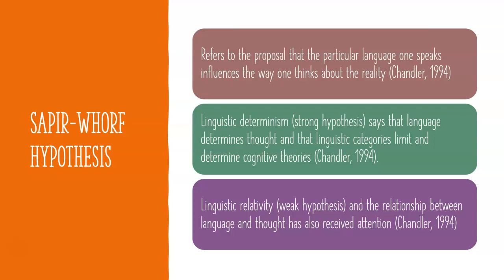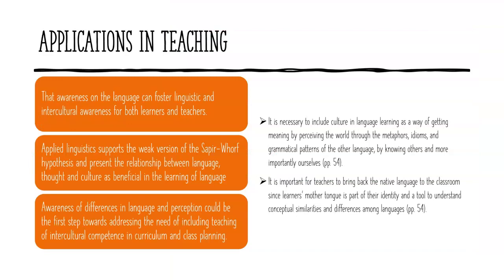It says that there is a relationship between language and thought, and it has received a lot of attention. Now, when it came to the Sapir-Whorf hypothesis, I wanted to focus more on the applications in teaching. How can we apply it, or how can we help our students with it? It says that there needs to be, again, an awareness of the language, which is something that we brought up with Montano-Harmon. That awareness of the language can foster linguistic and intercultural awareness for both learners and teachers.